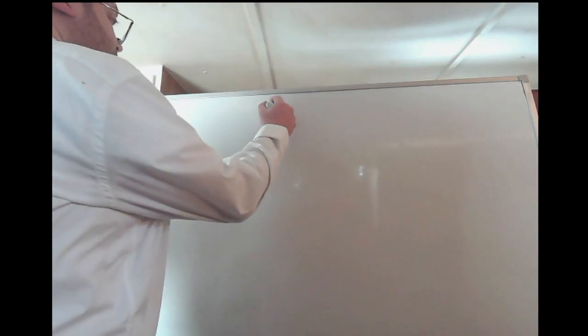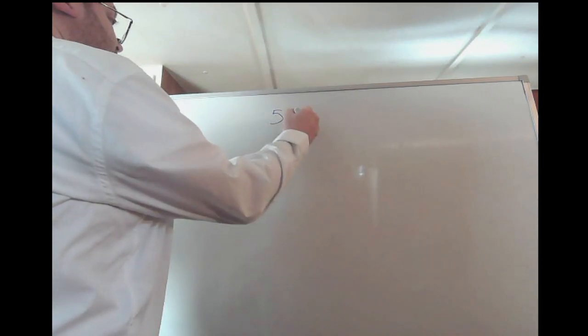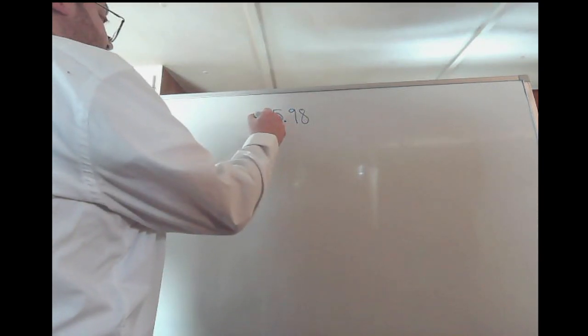Today we are going to talk about division of decimals. So when we divide decimals, we do it differently than multiplication. We'll start with our first example here. We have 5.98 divided by 2.